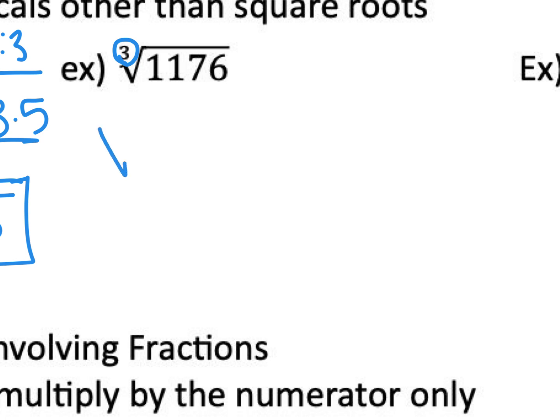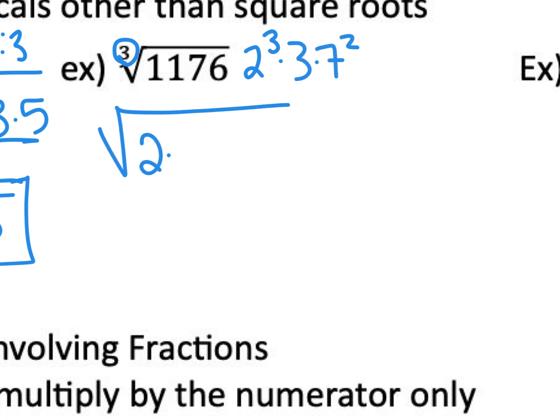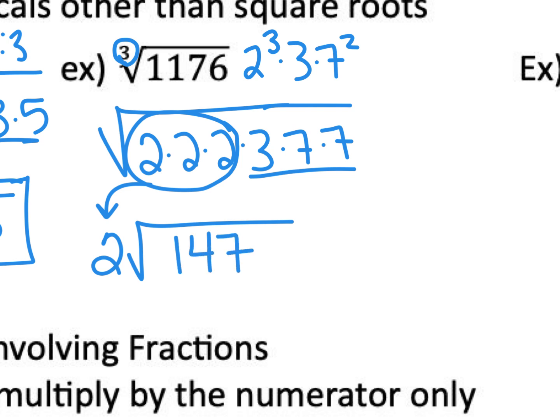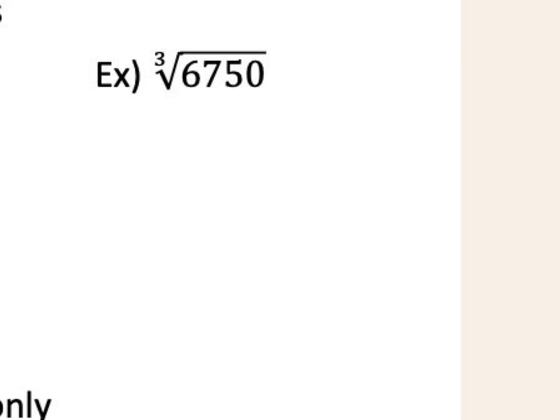So we're still going to do menu 2, 3, and we're going to do 1176. So 2 to the power of 3 times 3 times 7 squared. So we're going to write 2 times 2 times 2 times 3 times 7 times 7. But again, that root index says I'm looking for groups of 3. We're going to do the same thing we did yesterday. So that group of 3, it's going to go outside one time. And then in our calculator, we can say 3 times 7 times 7 is 147. So this is another one. Again, look at that root index.